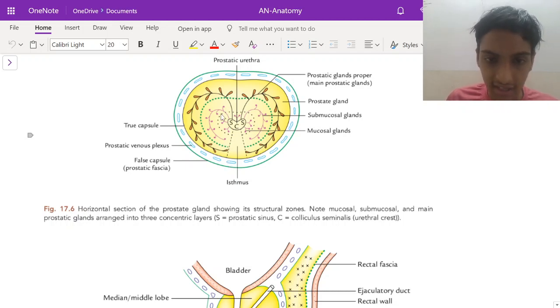Now if we go a little inner, we have the small prostatic buds, or I can call it the main prostatic glands. And then we have the submucosal and the mucosal glands. And here SCS. Alright, so 3 parts will be there. S, prostatic sinus, 2 will be there, and 1 C as in colliculus seminalis. And this is the prostatic urethra.